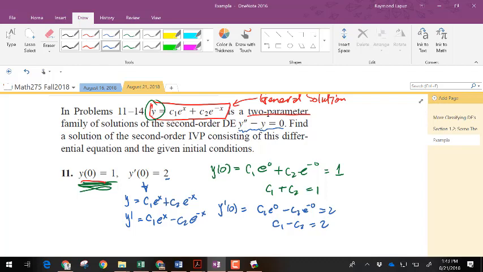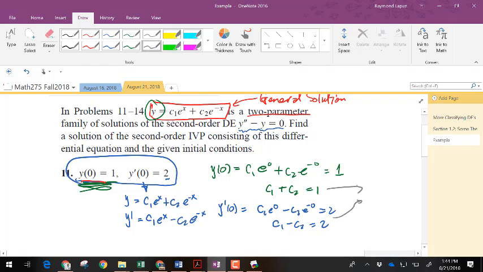Okay? Now, so that's what they're saying in the beginning. And now what they want you to do is that given these initial conditions, that's what they're called, they want you to find a particular solution that is no longer a general solution. So they want you to find a particular solution that no longer has the arbitrary constants. So in short, they're really asking you to solve for the arbitrary constants. And that's where we are right here.